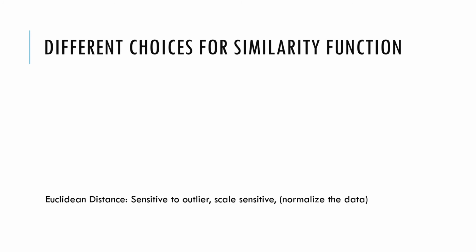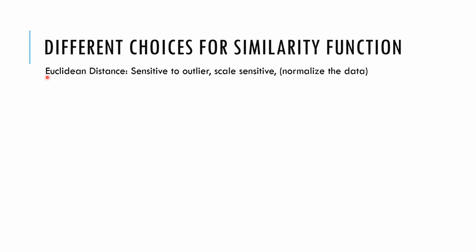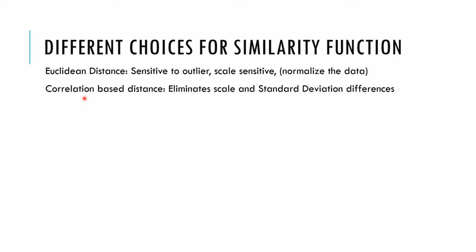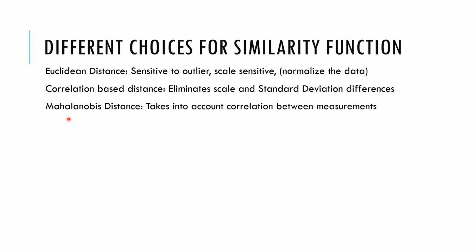Different choices for similarity functions. Like we saw Euclidean distance, right? But the problem with Euclidean distance is that it is very sensitive to outliers, and it is scale sensitive. To get rid of these two issues, we normalize the data, right? Standardize the data. That means subtracting the mean and dividing by the standard deviation. Correlation based distance eliminates scale and standard deviation differences from the data. Mahalanobis distance takes into account correlation between measurements.